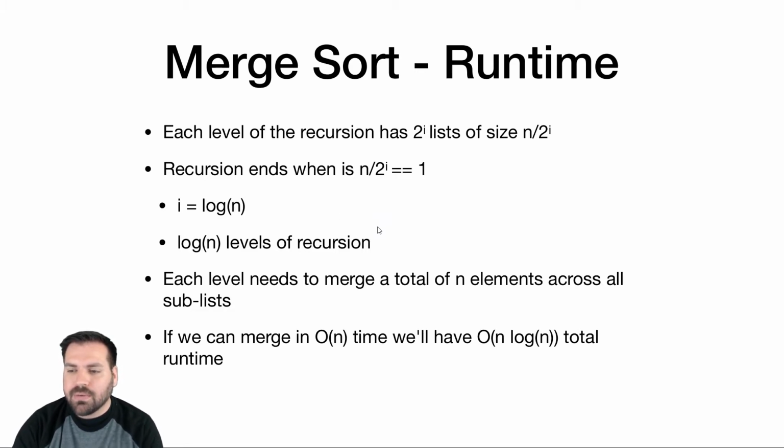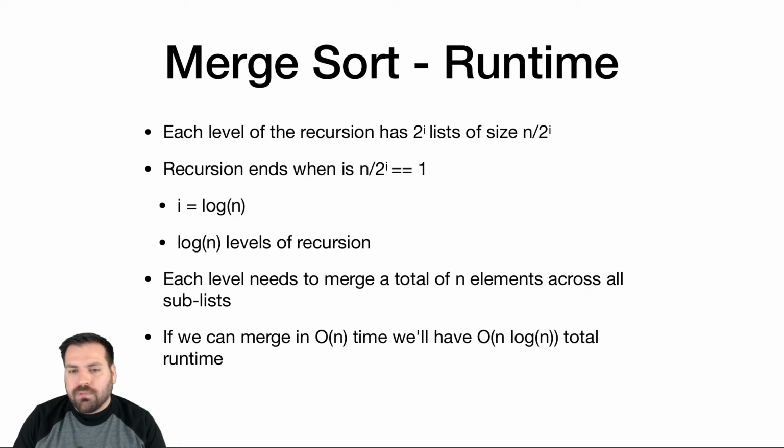Where does it compare one value with another? In the merge method that we're about to see. So we have log n levels to the recursion. Each level has a total of n elements across all these sublists, and each pair of sublists needs to be merged, which we haven't seen yet. And that is where the comparator is going to happen.